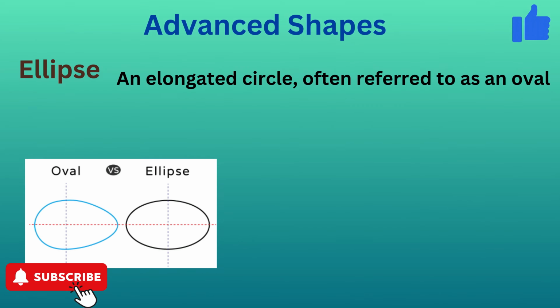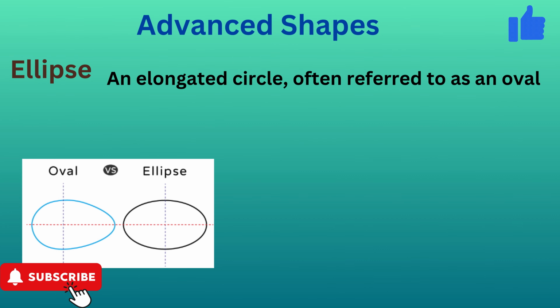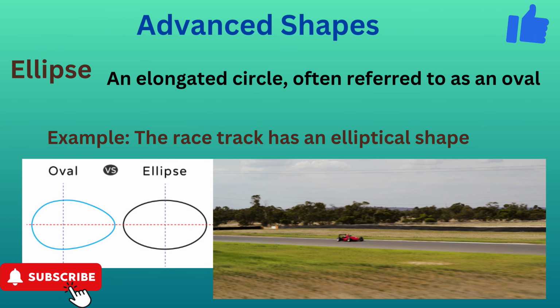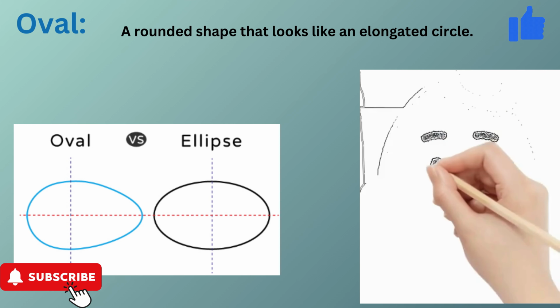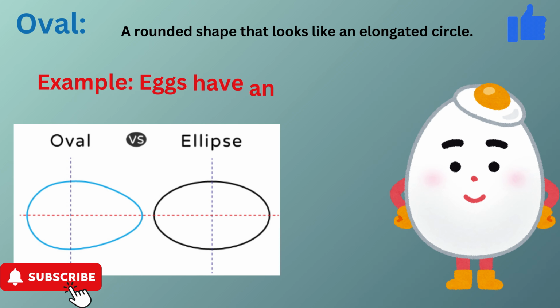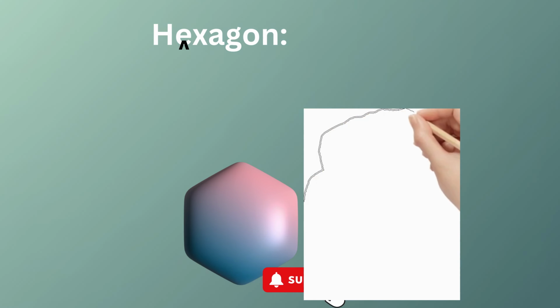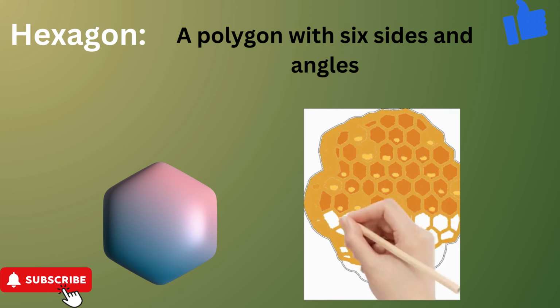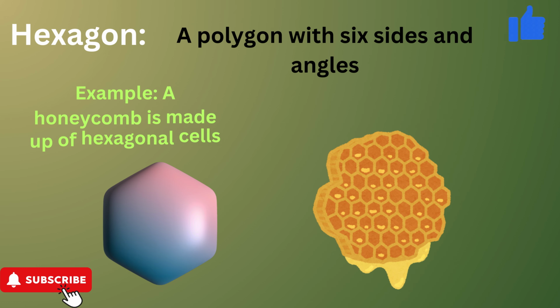Advanced geometry shapes. 1. Ellipse. An elongated circle, often referred to as an oval. Example. The racetrack has an elliptical shape. 2. Oval. A rounded shape that looks like an elongated circle. Example. Eggs have an oval shape. 3. Hexagon. A polygon with 6 sides and angles. Example. A honeycomb is made up of hexagonal cells.